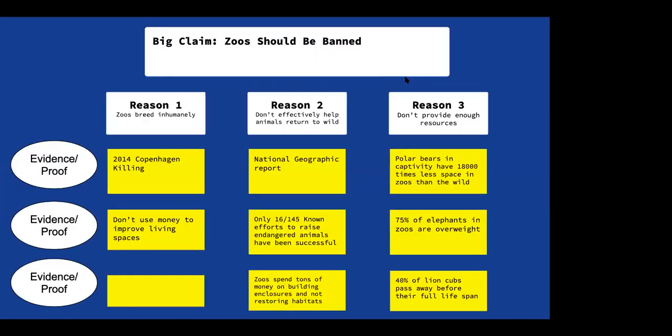So, yesterday we read an article that talked about zoos should be banned. And when we ended the day, you finished a graphic organizer that looks something similar to this. We talked about the idea of being sure that you give your students a graphic so that it makes it very easy for them to see and to be able to do what we're going to ask them to do when it comes to evaluating and assessing.